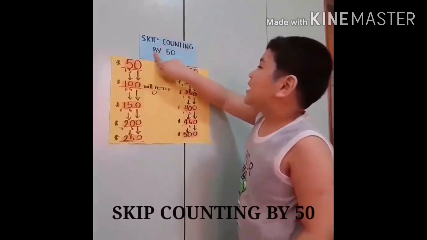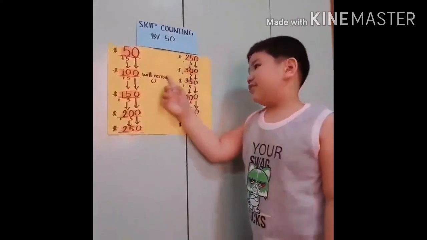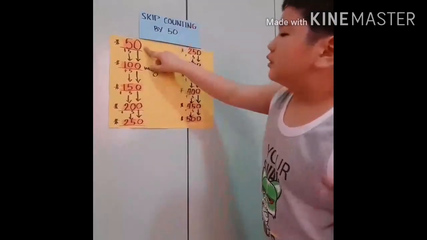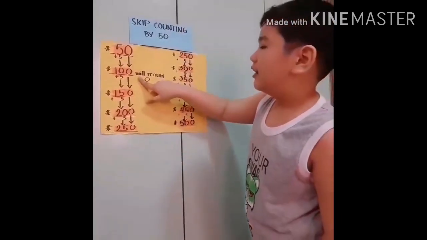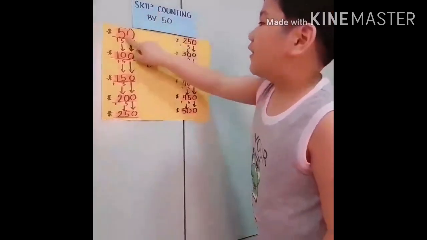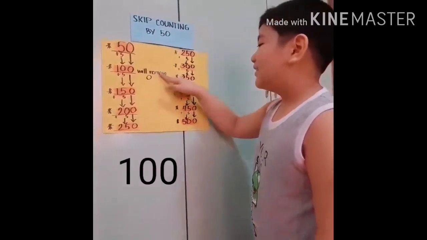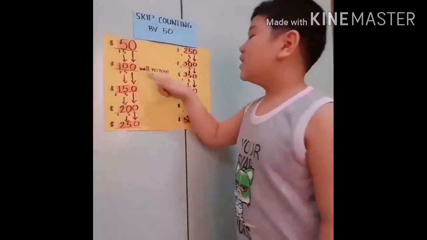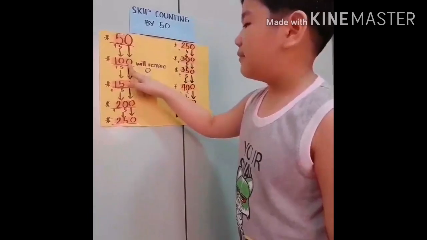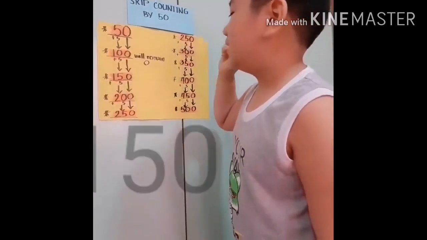Next, we skip count by 50. In counting by 50, 0 will remain 0. Add 5 to the number beside 0. So 5 plus 5 equals 10, so it becomes 100. 0 will remain 0. 10 plus 5 equals 15, so it becomes 150.